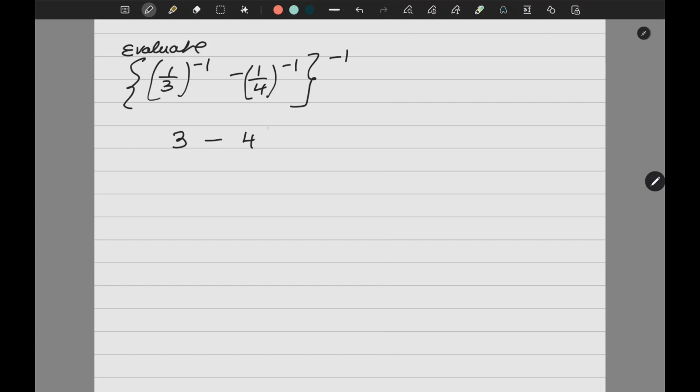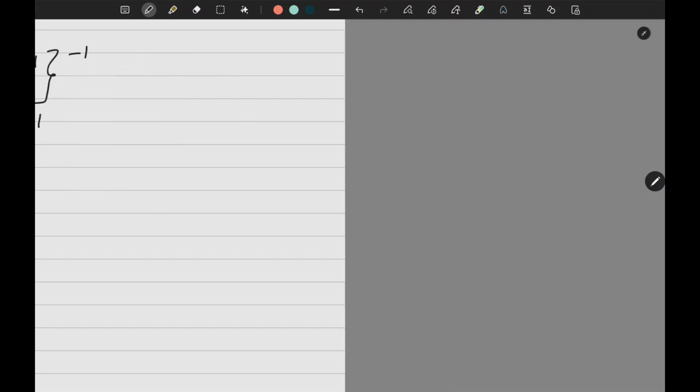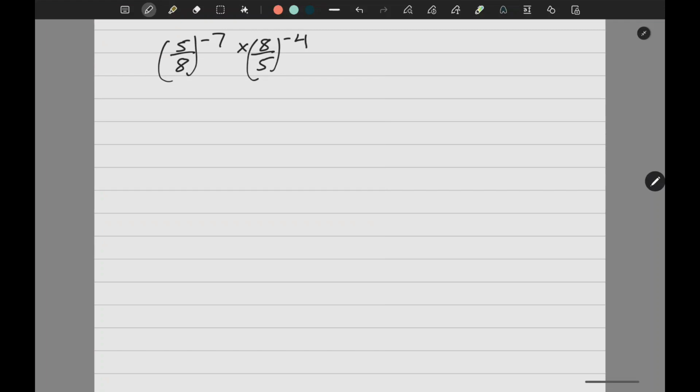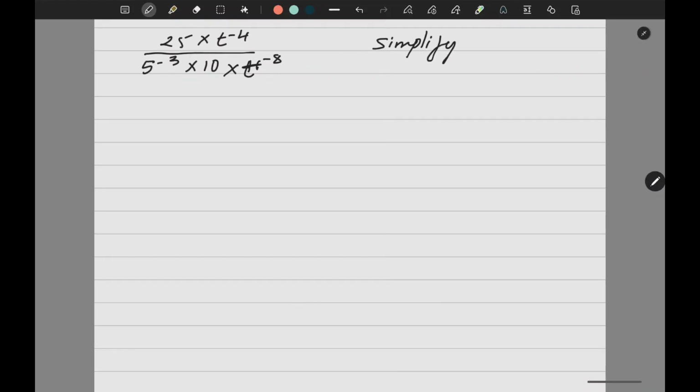3 minus 4 to the power minus 1. So minus 1 to the power minus 1. So it is minus 1 only. Right? So easy question. Now look at this one. This one we have already done when we did the reciprocal. Now look at this one. You need to simplify it.